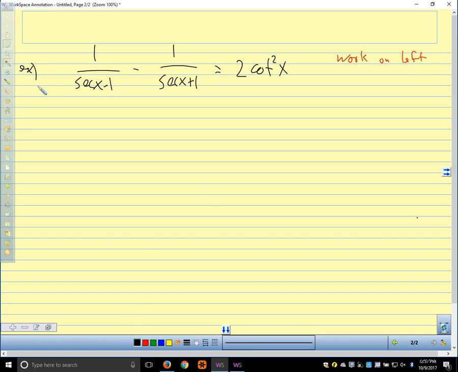So to subtract these two quantities, I need to find a common denominator. So I'm going to multiply this one by secant x plus 1 over secant x plus 1. And I'm going to put parentheses there so I remember to distribute correctly. And this one's going to be secant x minus 1 over secant x minus 1.